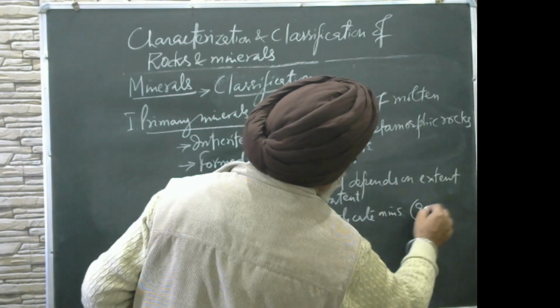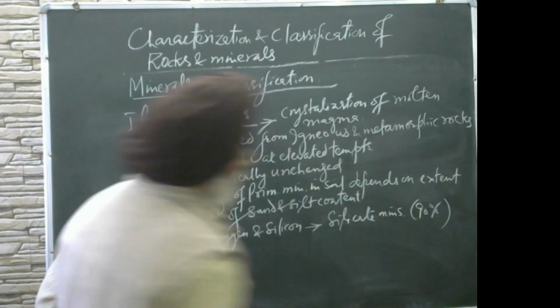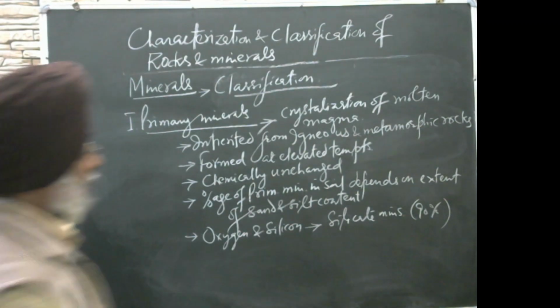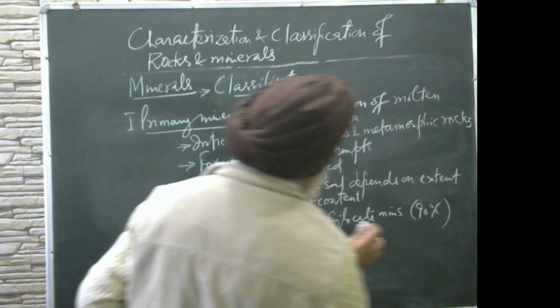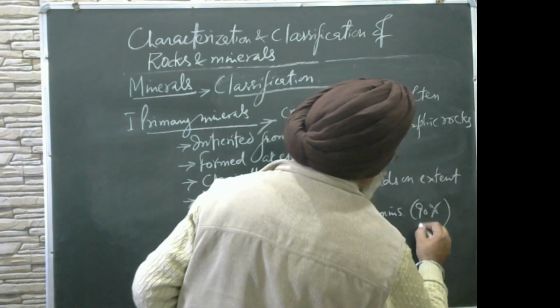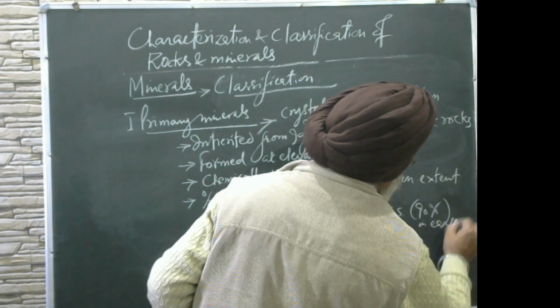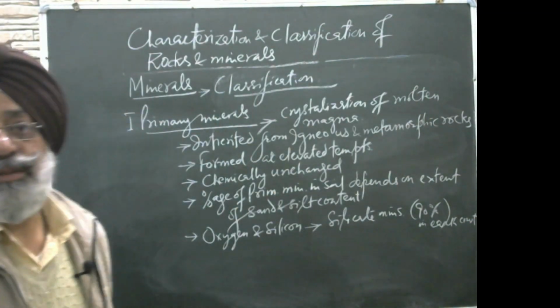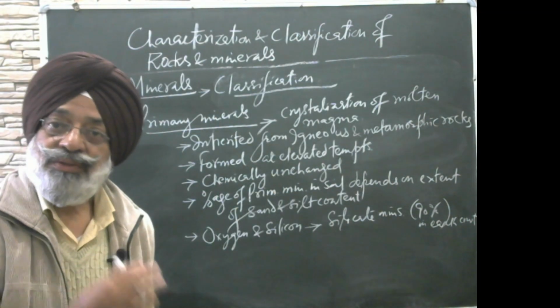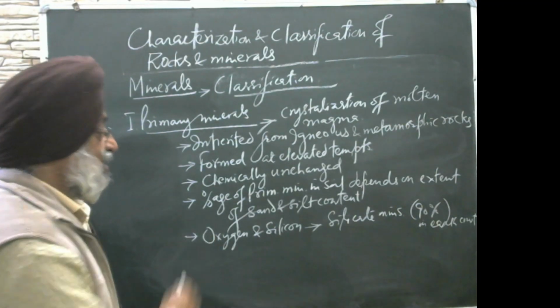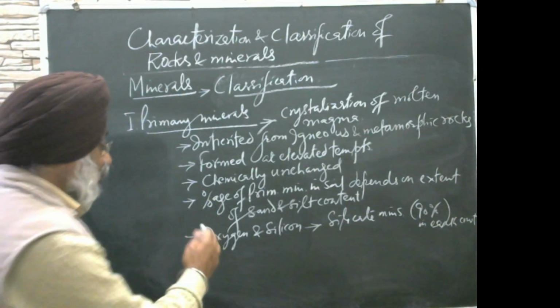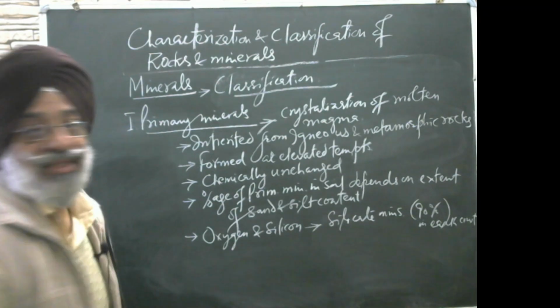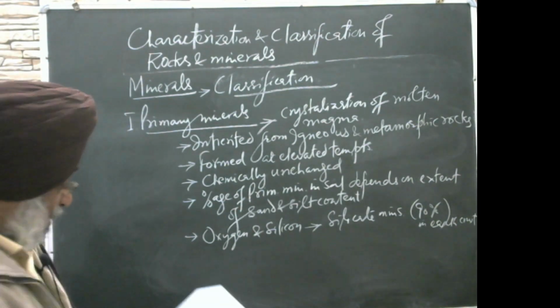and 90% silicate minerals are present in the earth crust. So the earth crust is dominated by the primary minerals, or you can say the silicate minerals, formed by the combination of oxygen and silicon to form silica.